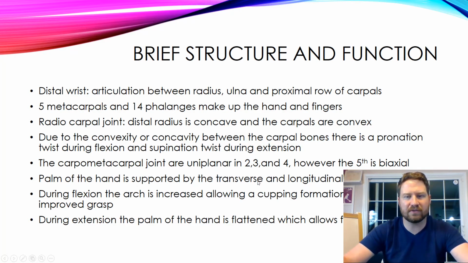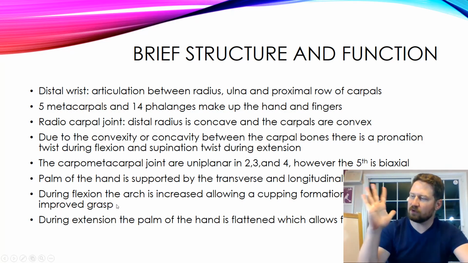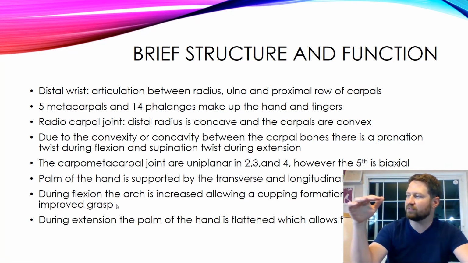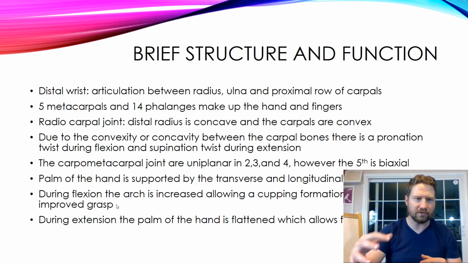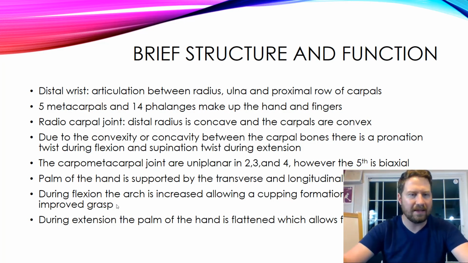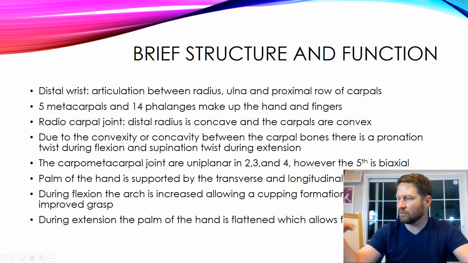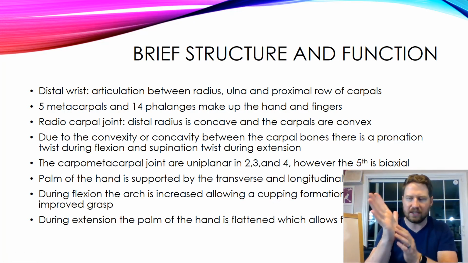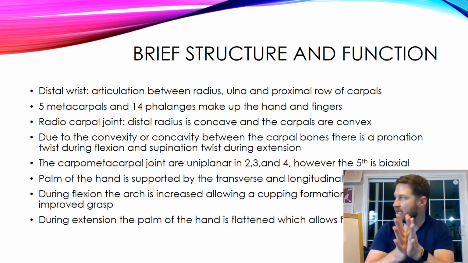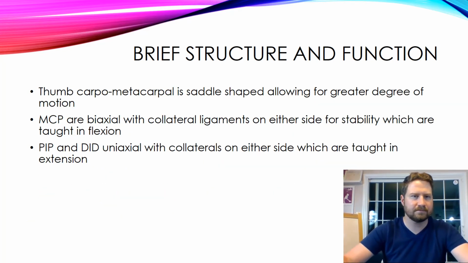The palm of the hand is supported by the transverse and longitudinal ligaments, and then during flexion, the arch is increased, allowing a cupping formation, which allows for improved grasp. Right. So if you take your hand and go into wrist flexion, it deepens that arch to allow you to grasp, especially round objects, easier and better. Okay? During extension, the palm of the hand is flattened, which allows for better release. Okay? So if we think of flexion as a grasp and extension as release, that deepening and shallowing of that arch helps with that whole process.